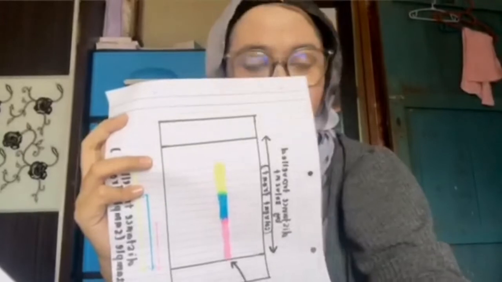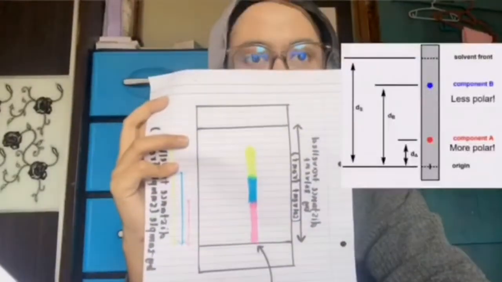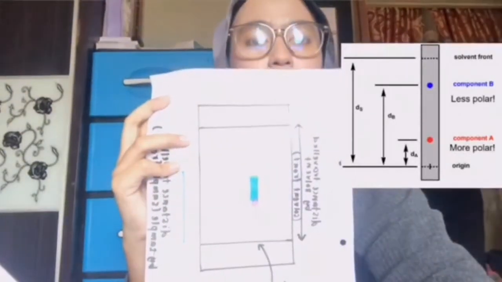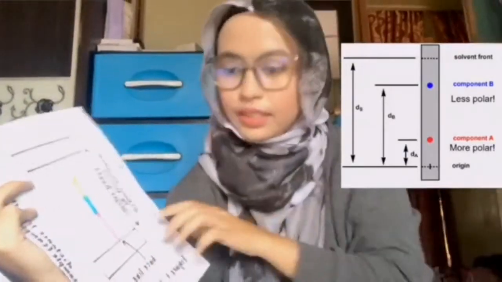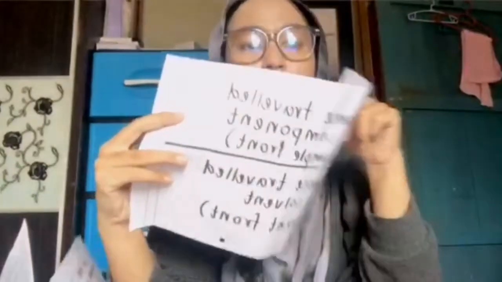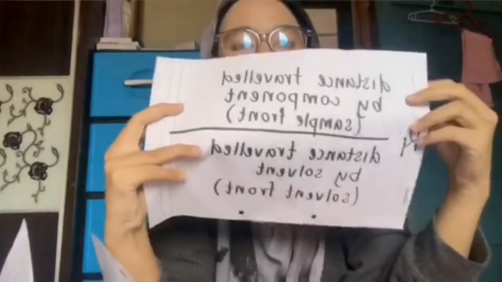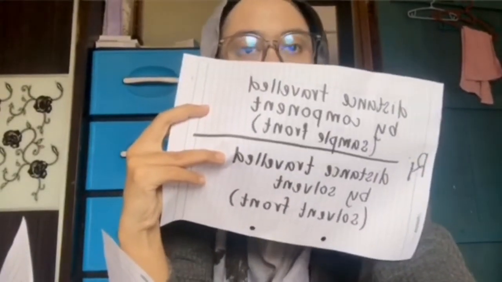Okay, what is RF value? RF value is the ratio of distance traveled by a substance to distance traveled by the solvent front. Okay, the higher the RF value, the lesser the polarity of the substance will be. Okay, the lower the RF value, the higher the polarity of the substance. The RF value of each dye is then worked out.